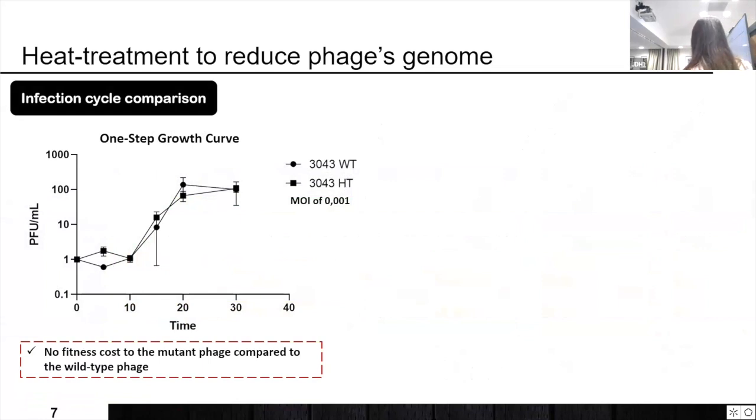So then we decided to characterize our mutants to understand if they were as fit as our wild type phage. So we started with a one-step growth curve to understand if the infection cycle of our mutant would be the same as the wild type phage. And as you can see, there is no difference in the infection cycle of both phages, meaning that there is no apparent fitness cost to our mutant phage when comparing to the wild type.